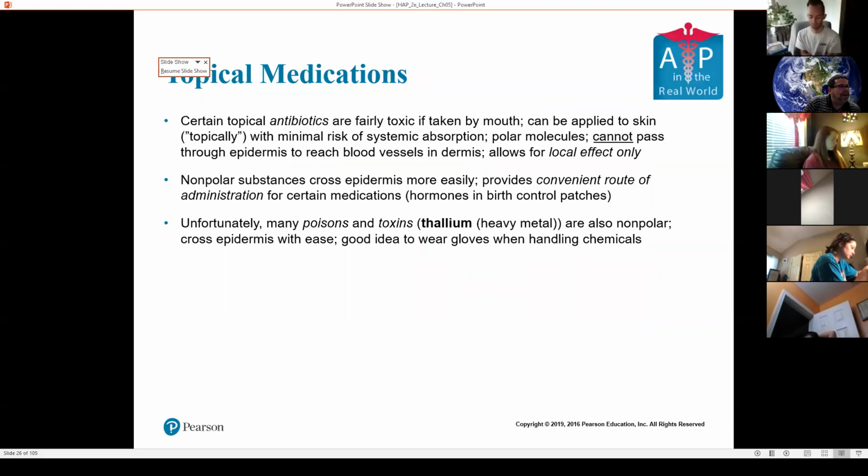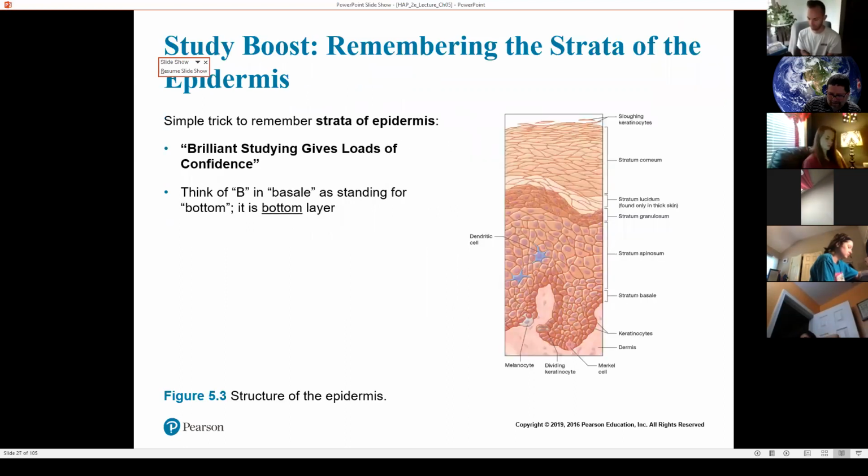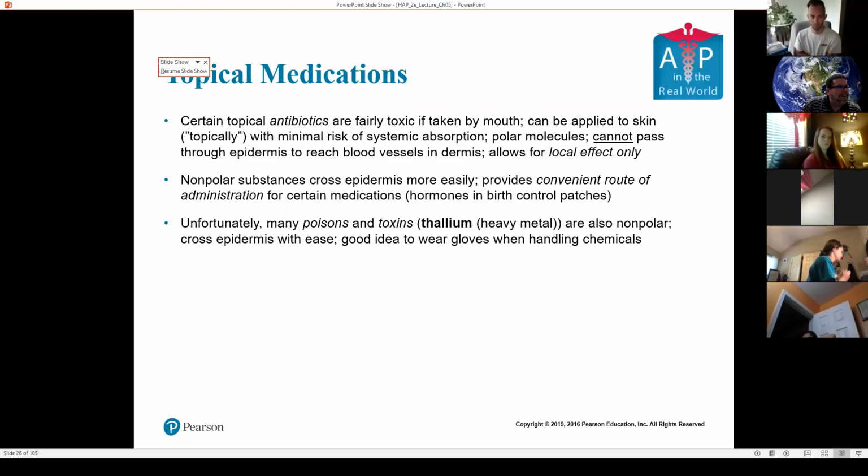Here it talks about many of the topical medications, the antibiotics we put on our skin to keep us from getting infected. You do not want to lick these or eat these. Many of these are toxins or poisons and maybe even heavy metals to help kill pathogens on the skin. So don't be licking each other. Bad idea to lick each other. Licking, not good. Especially if you have drugs on your body.